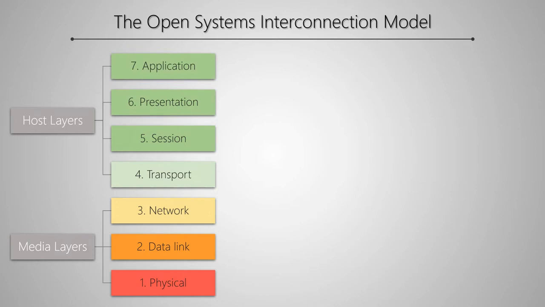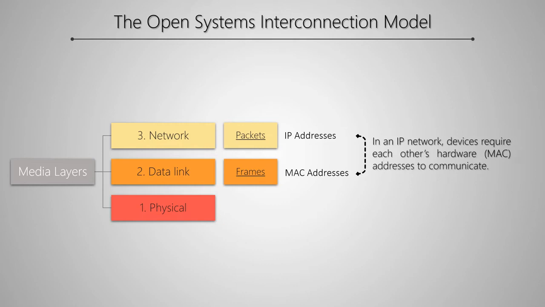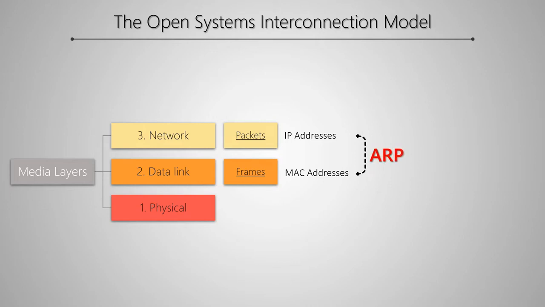With regard to layers 2 and 3, that is the data link and network layers, the former communicates with frames using MAC addresses, while the latter works with packets using IP addresses. Now, in a given IP network, which operates on layer 3, when devices want to communicate, they are required to know each other's MAC or layer 2 addresses. This is where ARP comes into the picture.